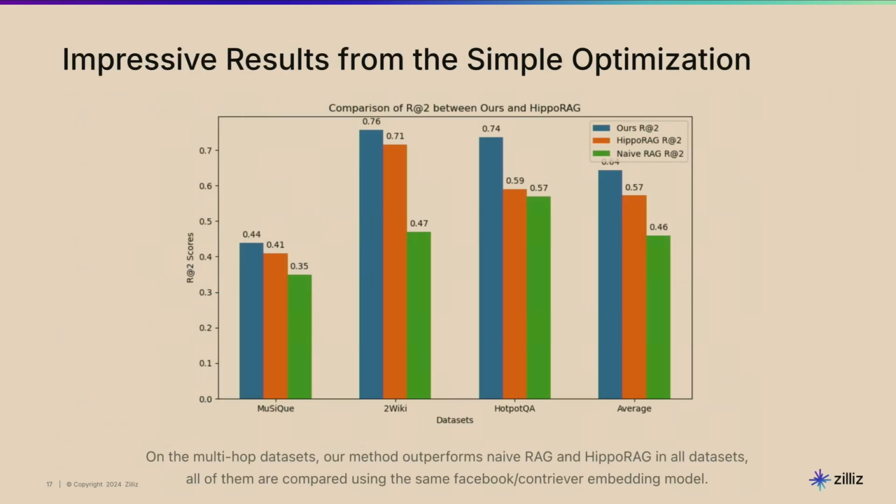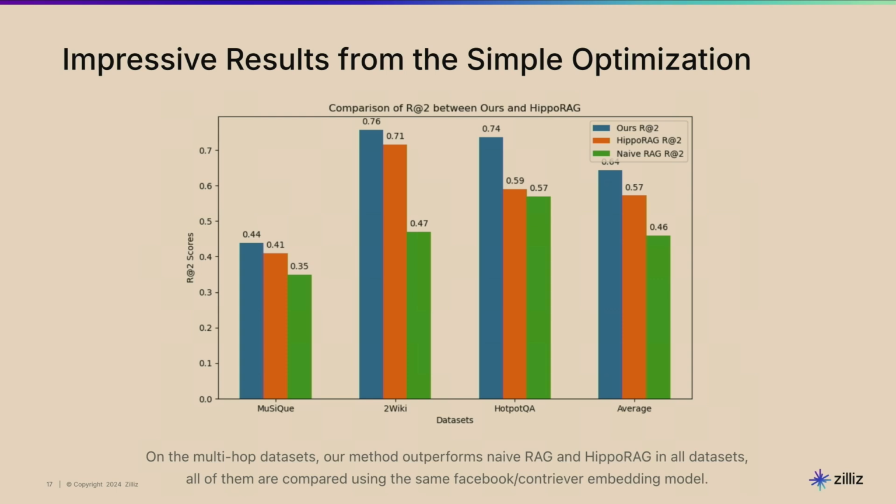So let's look at the final result. We compare this with both naive RAG, which is the blue bars, and HippoRAG, which is the green bar and uses the personalized PageRank algorithm, where for each query you need to anchor on a node and then run a walkthrough or traversal algorithm through the whole subgraph or even the entire graph.